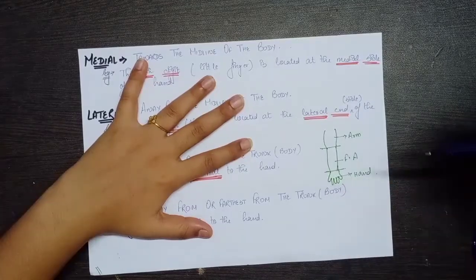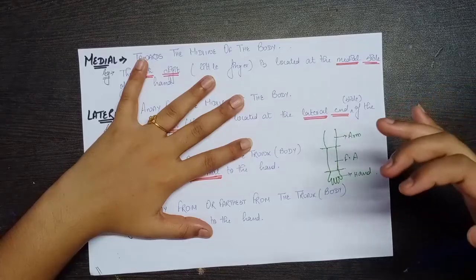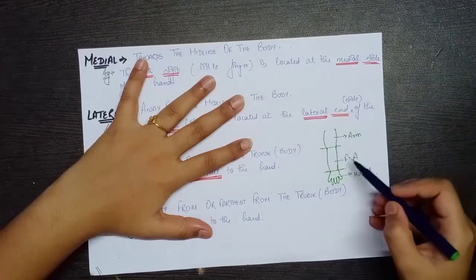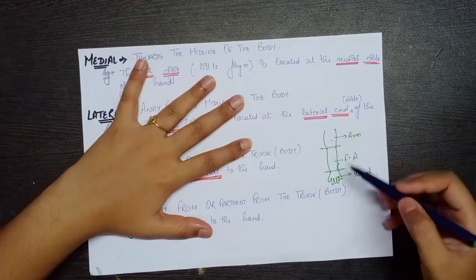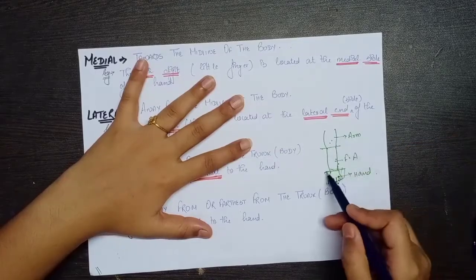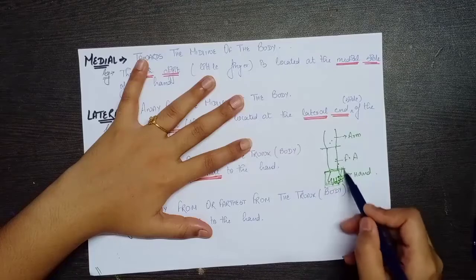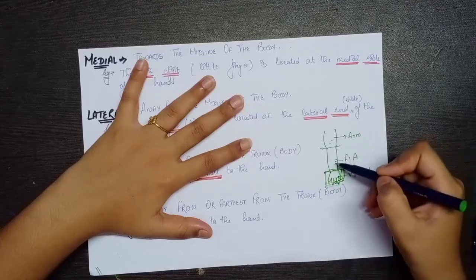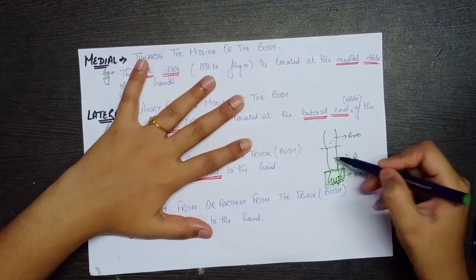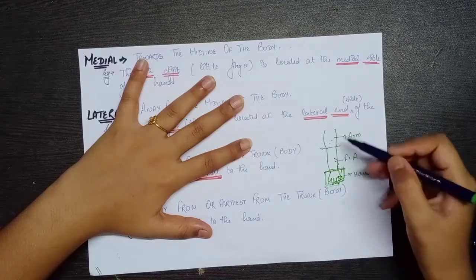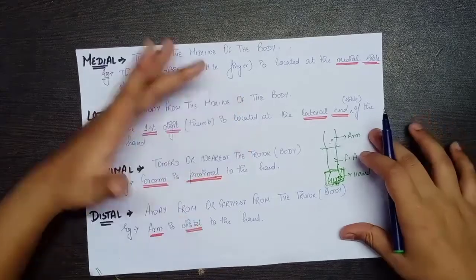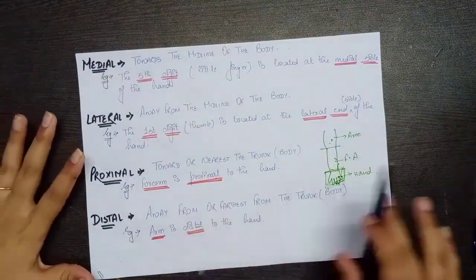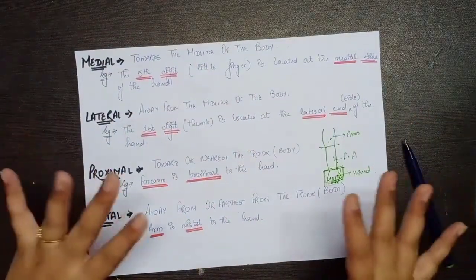Okay. Now, if you use simple language, what would you say? Forearm is nearer to the hand and arm is farther from the hand. So, if you use anatomical terminologies and you take the hand into consideration, you will say forearm is proximal to the hand and arm is distal to the hand. That is what it is. That is the example for proximal and distal. Okay. So that is all about the definitions.